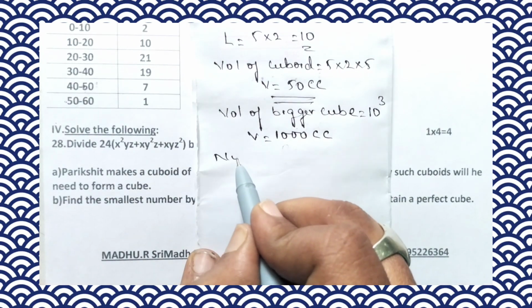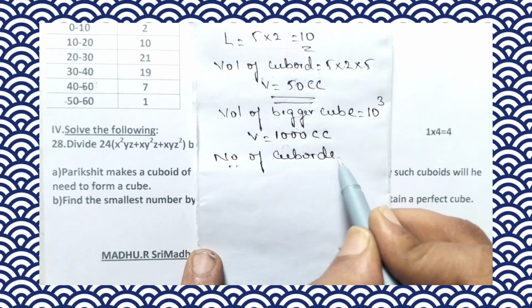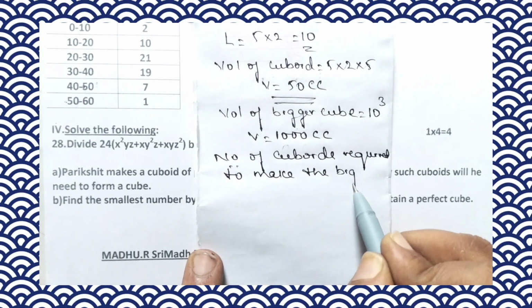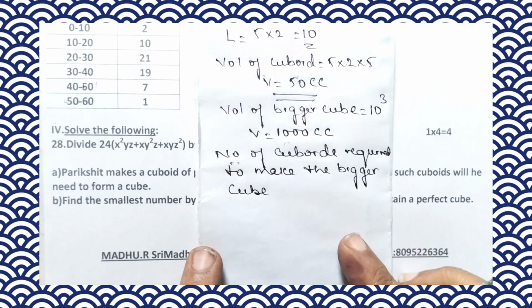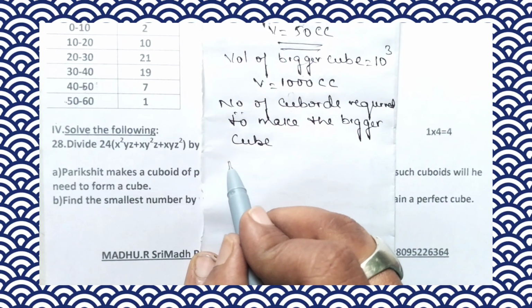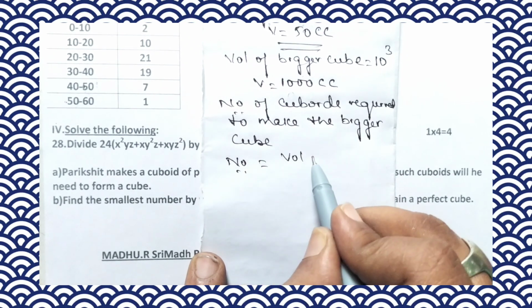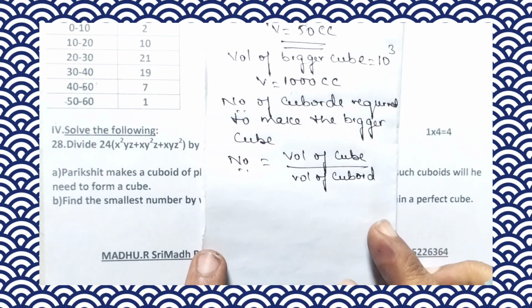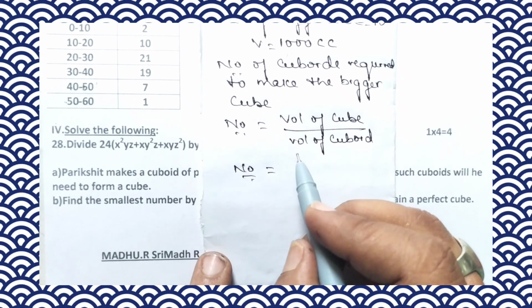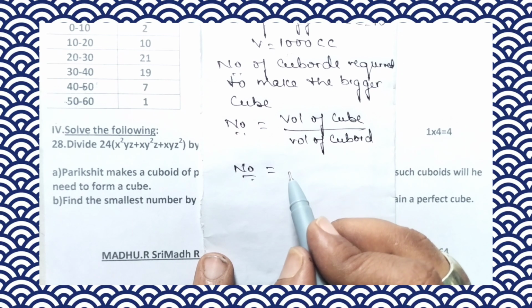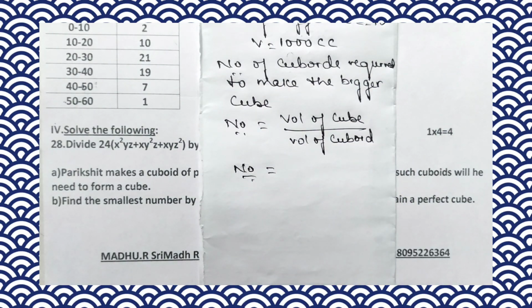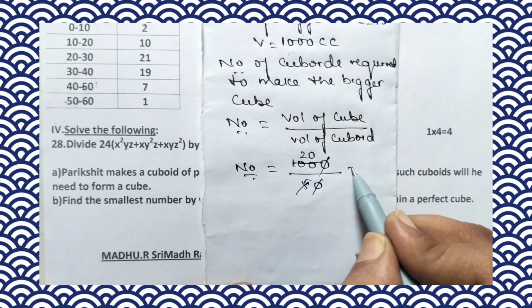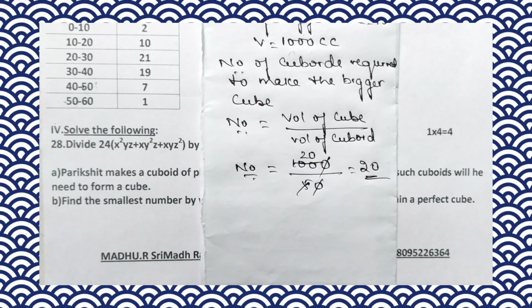Now what we need is the number of cuboids required to make the bigger cube. They are asking how many cuboids must be added to make a bigger cube. So number of cuboids is equal to volume of cube divided by volume of cuboid. Volume of cube is 1000, volume of cuboid is 50. Therefore the number of cuboids required to make a bigger cube is 20.